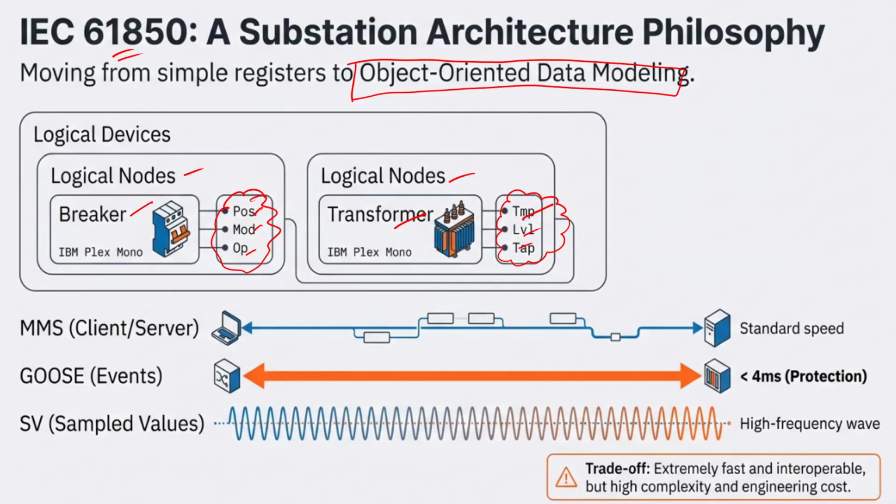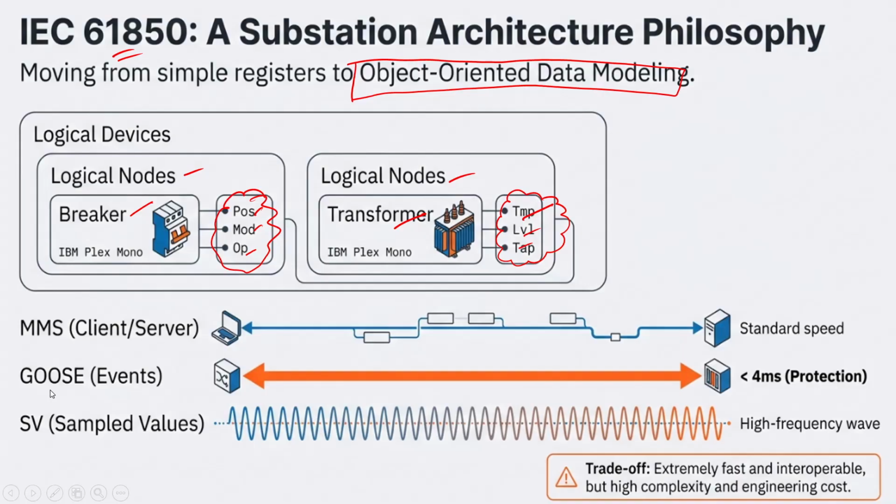MMS is Manufacturing Message Specification, and it is commonly used for the vertical communication between the substation bus and the IEDs. So if we have the field server or the client, this MMS will enable the communication with the server. So this is one part.